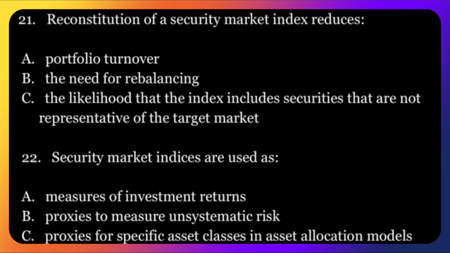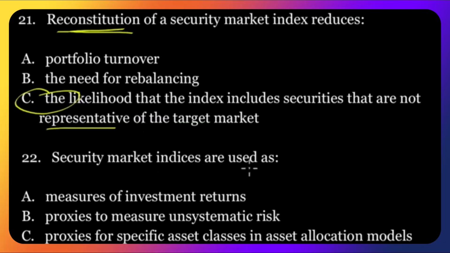21. Reconstitution of a security market index reduces portfolio turnover, the need for rebalancing, or the likelihood that the index includes securities that are not representative of the target market. Reconstitution means we take some out, we put some in because the index has drifted away from its target market for a while. So, C, reduces the likelihood that the index securities are not representative.